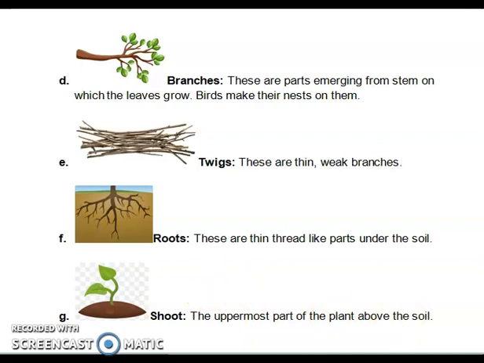I hope you understood, and you have to draw these pictures and you have to write about them. This will also help you in your EVS. Your subject is there, no? EVS, Environmental Sciences. This will help you in EVS also.